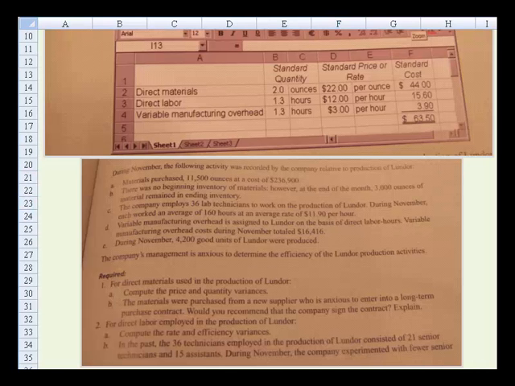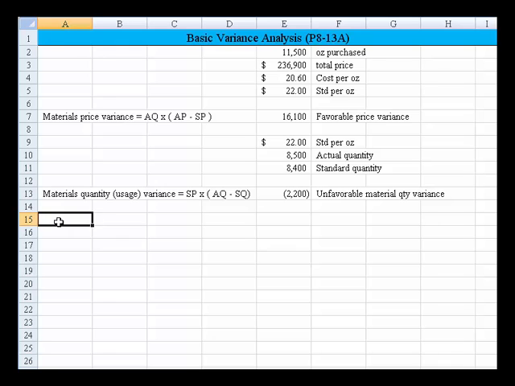Okay, now on part 2 it says, for direct labor employed in the production of Lundor, compute the rate and efficiency variance. So let's handle that part. A labor rate variance would be equal to the actual hours times the actual rate minus the standard rate. Let's see if we can find all of these. We need actual hours, we need the actual rate, and we need the standard rate, right?